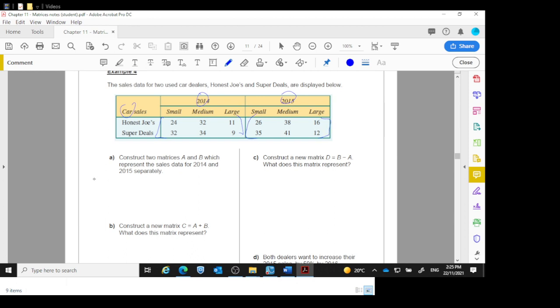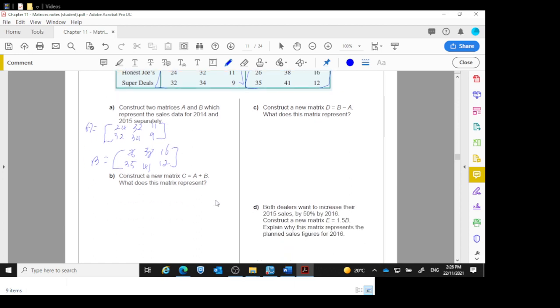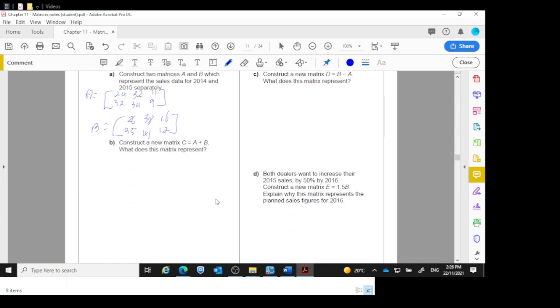Okay, I've got to write A as 2014 because it says we've got to write them separately and respectively. So A is 24, 32, 32, 34, 11, and 9. And B equals 26, 35, 38, 41, 16, and 12. So there's part A. Part B, construct a new matrix C, which equals A plus B.